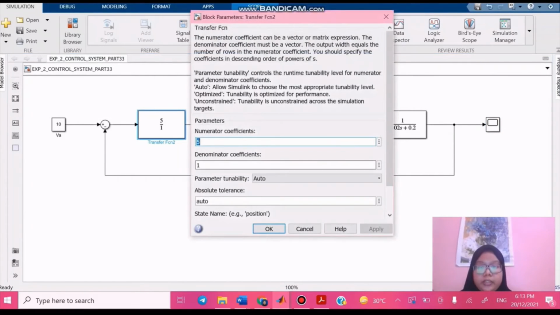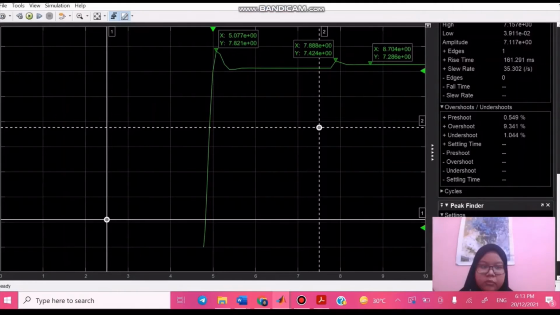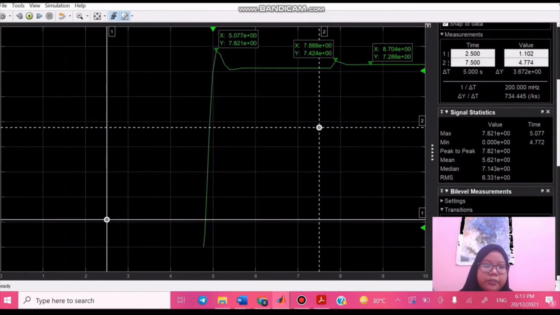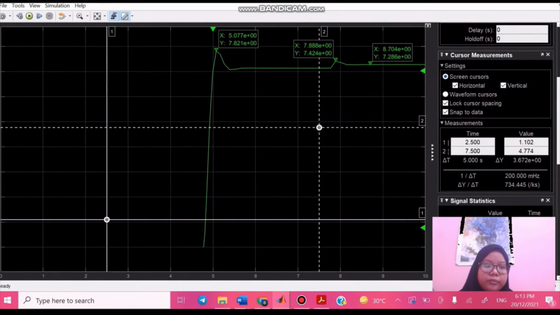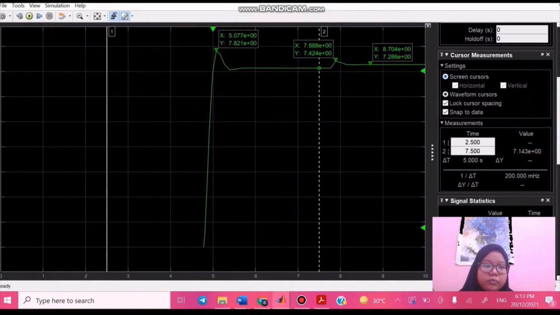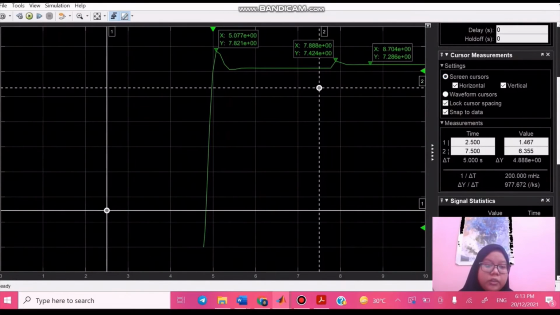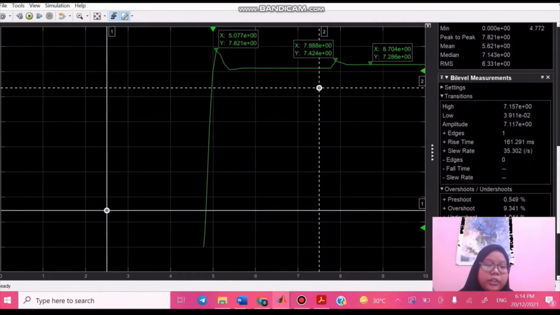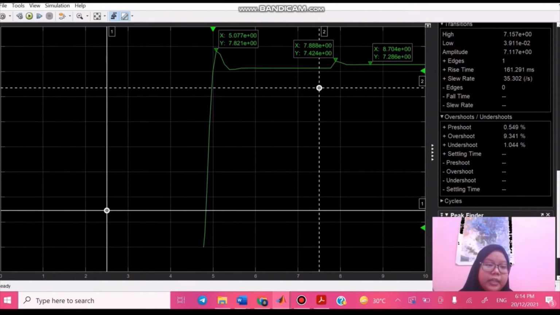K equal to 10. This is the result for when K equal to 10. So the steady state error is 1.467. Rise time is 161.291 millisecond, and overshoot is 9.341%.